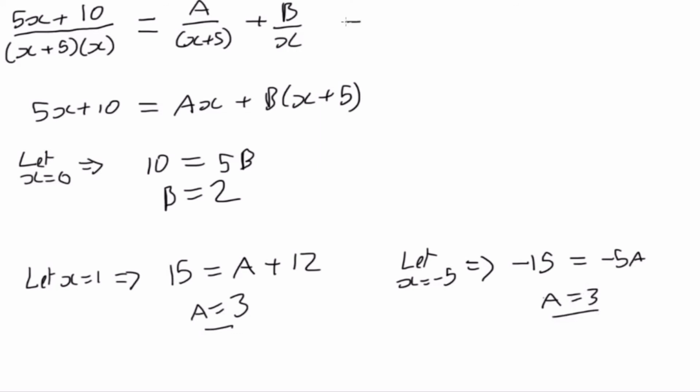So then this up here equals 3 over x plus 5 plus 2 over x. And as you see, that is the answer to this. So if you gave this a go by yourself, that's perfect. Doesn't matter which method you use to find the other constant, just whichever way, as long as you get one, you'll be great. So let's move on to the final example now.